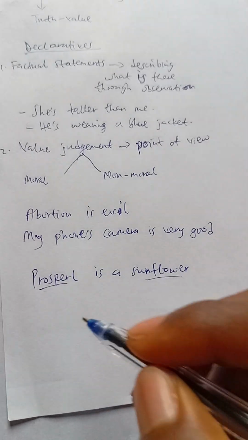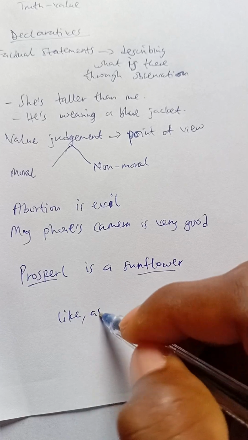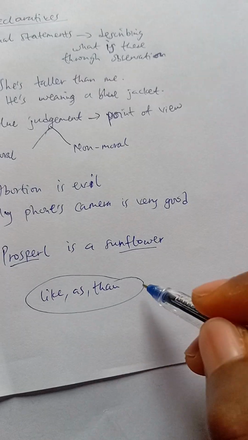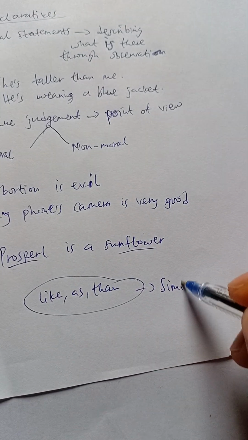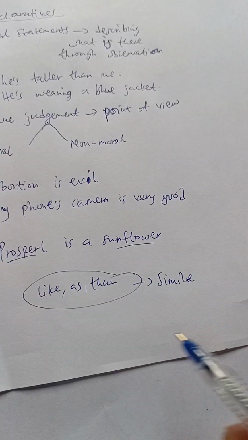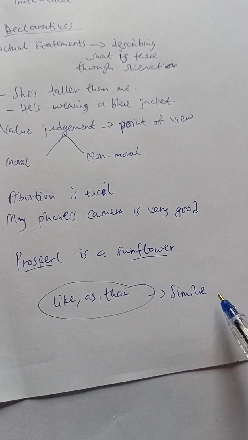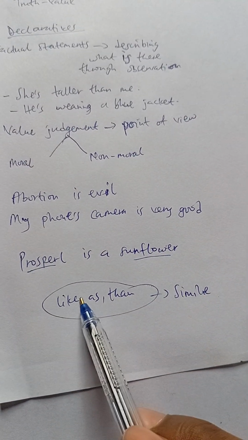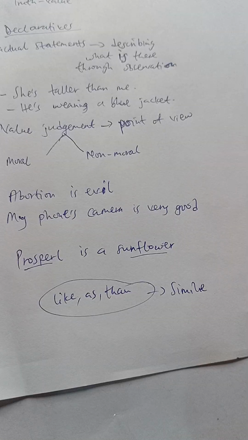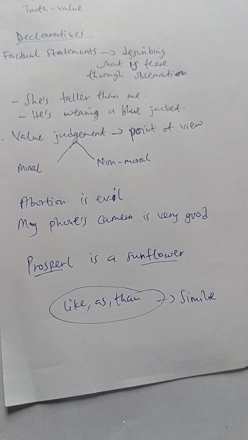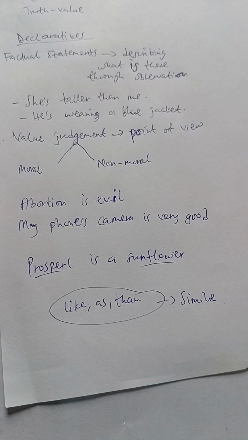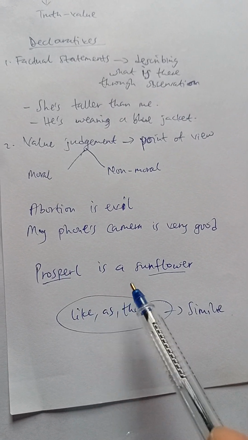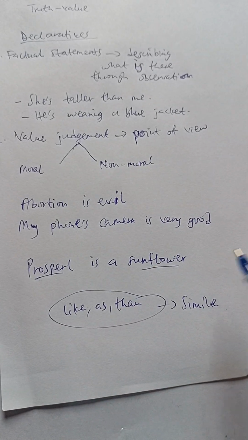Anytime you compare two things without using like, as, or than, then we say it is a metaphor. If you use any of these, then it will give us a simile. So if I say Prosper is like a sunflower, I'm using like, that would be a simile. But here I'm comparing two different things without using like, as, or than, so it's a metaphor. And metaphors can function as value judgments. In this case, will it be moral or non-moral? Obviously, it will be non-moral. This has nothing to do with morals.